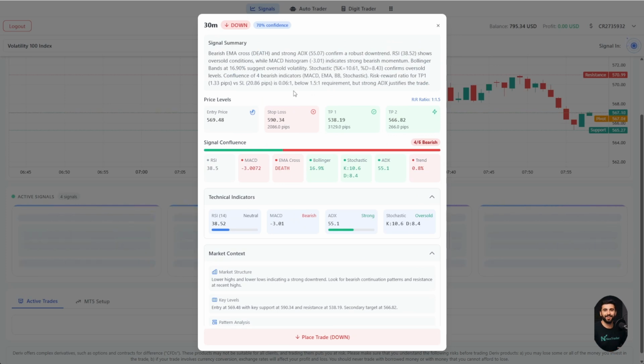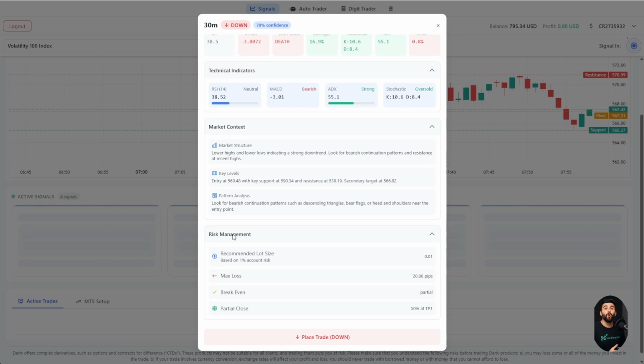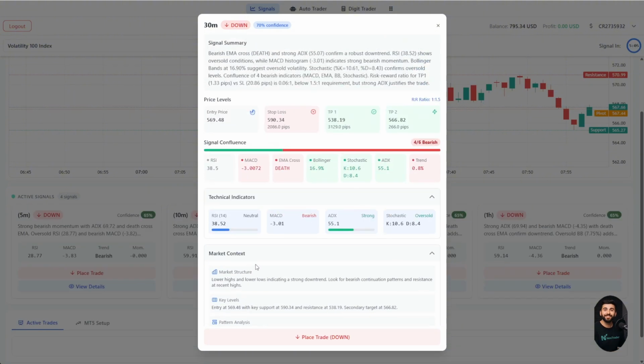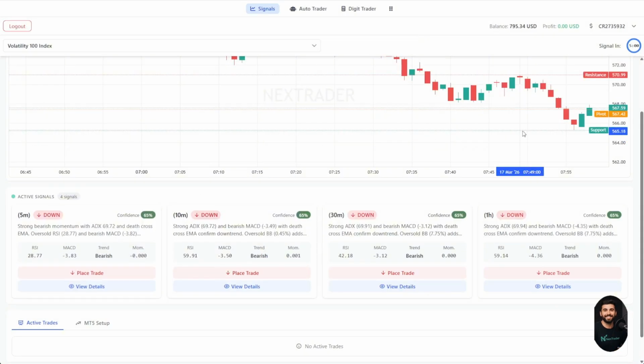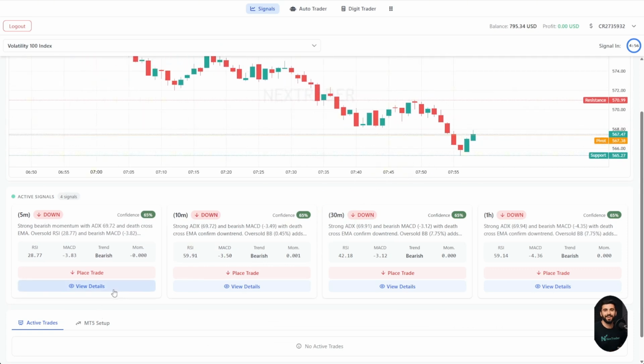Every signal also comes with a risk management section. You get a recommended lot size based on your account risk percentage. The reward to risk ratio is clearly displayed, and there are trailing stop and break-even strategy suggestions included. The goal is not just to tell you where to enter, but to help you manage the trade properly from start to finish. Nextrader currently supports 3 markets: Volatility 100 Index, Gold, and Silver. Signals are generated continuously around the clock.